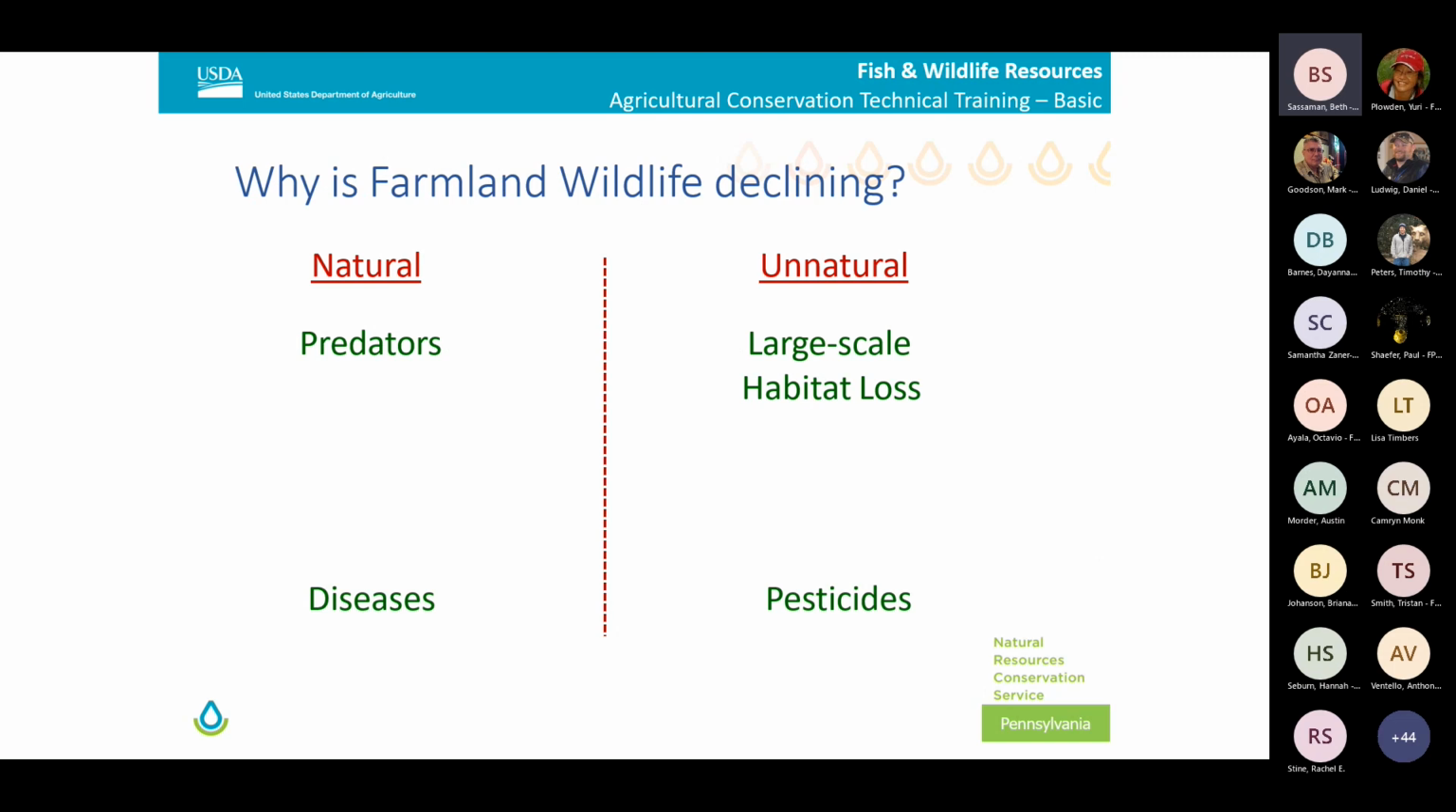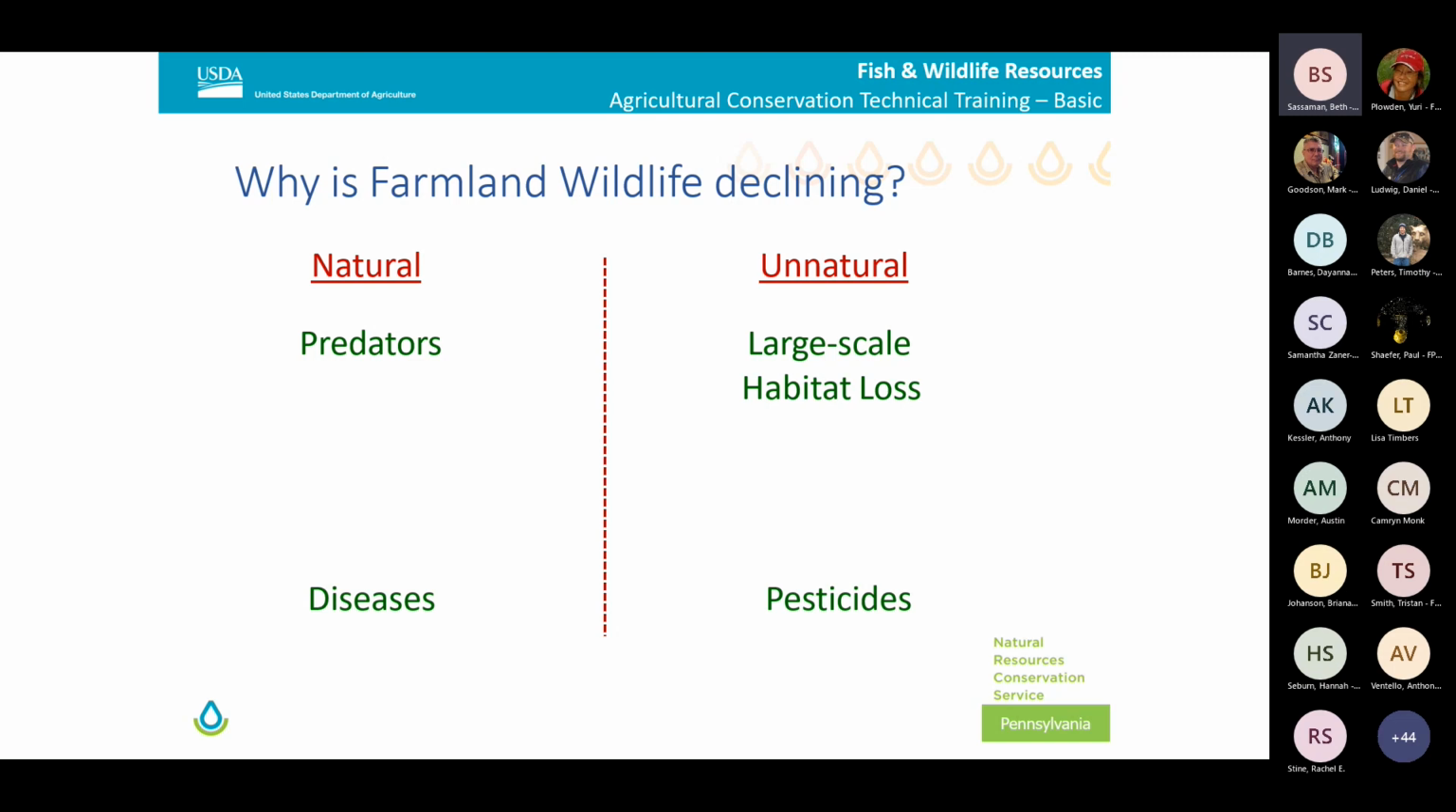So we have to look at it sort of two ways. There is the natural occurrences and the unnatural. Predators and diseases are natural occurrences. We often say that we don't have wolves or many coyotes or mountain lions to control deer.